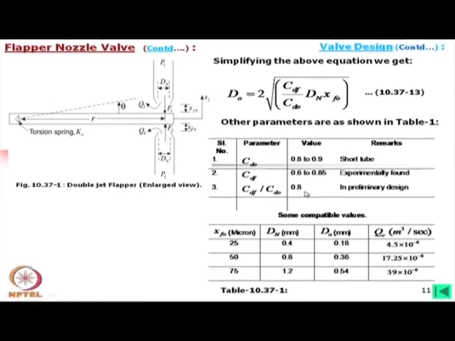And usually CDF by CD0 is the preliminary design. That means when there is no movement, x b is equal to x f is equal to 0, in that case this ratio is a good design. Now, if we consider a realistic value, say x f0 is 25 micron, you can imagine how small it is, then dn is 0.4 millimeter only, whereas d0 is 0.18 millimeter, and the flow there is 0.45 into 10 to the power minus 6 meter cube.